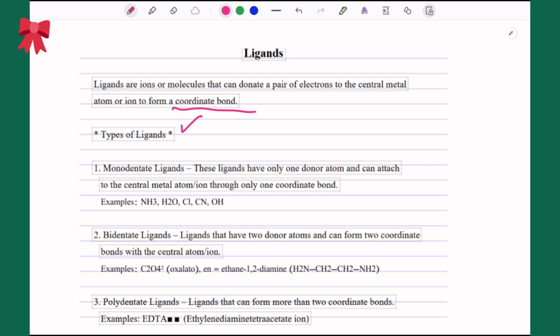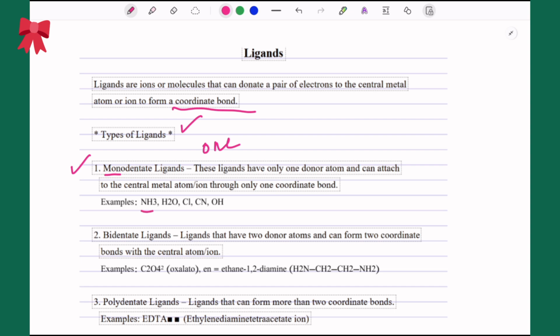Now, what are the types of ligands? There can be different types of ligands, depending upon their capacity of how many electron pairs they can donate, or depending upon the charge on them, whether they are negative, positive, neutral, etc. So the first type is the monodentate ligands. As the name suggests, mono means one. So these ligands have only one donor atom, and they can attach to the central metal atom or ion through only one coordinate bond.